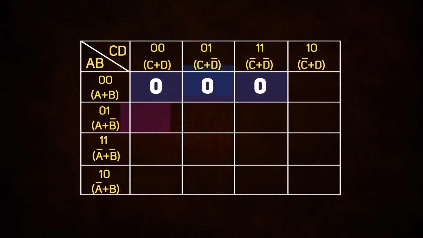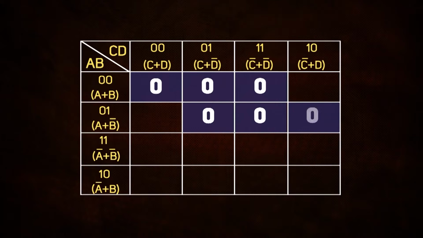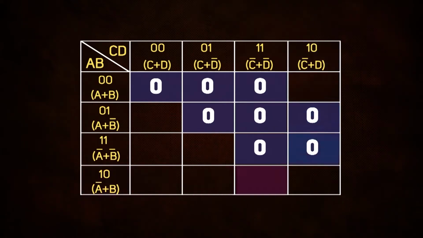then A plus B complement plus C plus D complement, A plus B complement plus C complement plus D complement, A plus B complement plus C complement plus D, A complement plus B complement plus C complement plus D complement, A complement plus B complement plus C complement plus D, then A complement plus B plus C complement plus D. There are a few empty cells; we can write ones there or leave them blank, we just leave it.